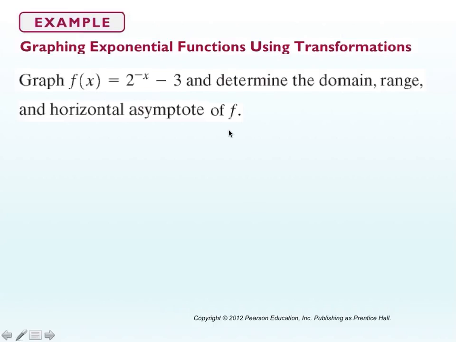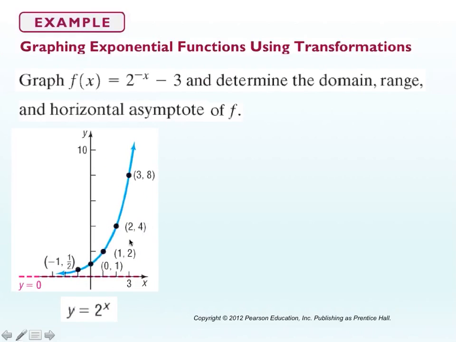Okay, so let's look at the graph of this here. We have f of x equals 2 to the negative x minus 3, and we want to determine the domain and the range and the horizontal asymptote. So let's start by sketching a graph of our base function, which is going to be y equals 2 to the x power, which is just going to look something like this. We just graph this here.